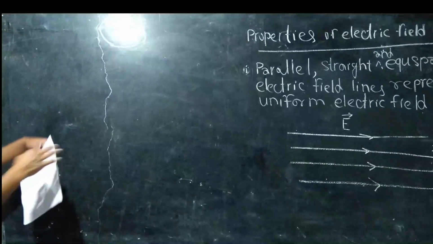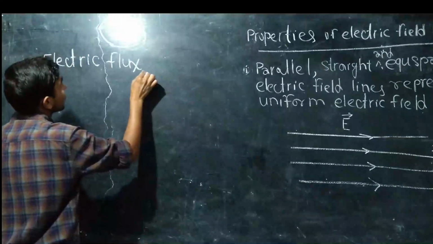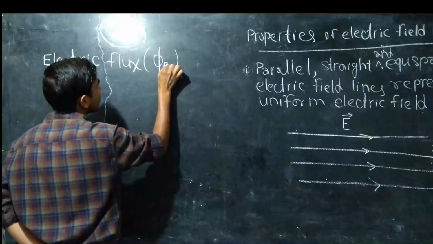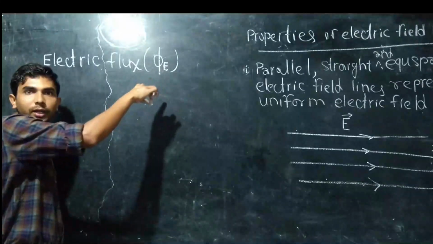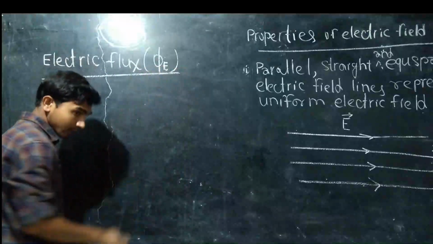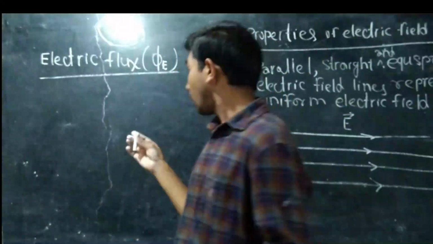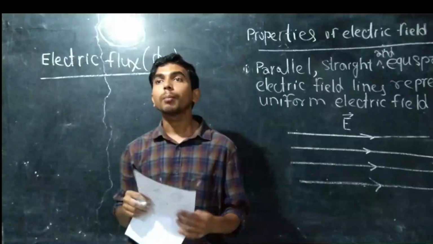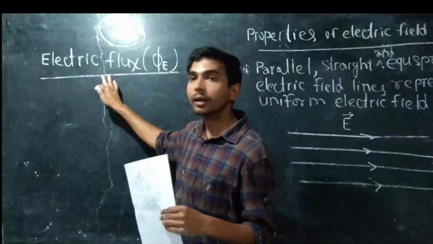Okay. So next we are going to discuss electric flux, right? Electric flux is represented by phi E. Phi for flux, and E for electric. So what is the electric flux? I already discussed electric field lines. So the number of electric field lines passing through any area is known as electric flux, right?